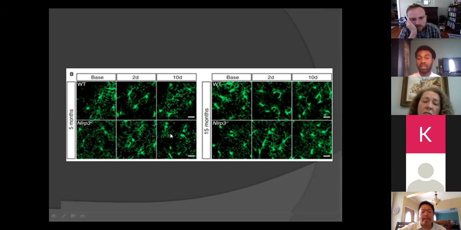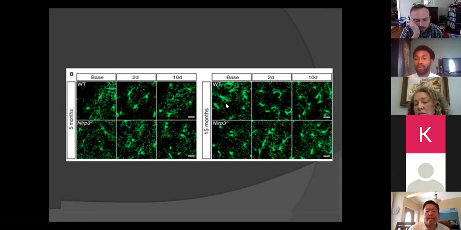And then moving into the 15-month mice, you see the same trend going on. The wild type mice at base have a lot of glial cells. Moving into day 2, a lot of the glial cells go away. And moving to day 10, a lot of the glial cells even come back. And in the NLRP3 knockout 15-month mice, you see the same trend as in the 5-month mice.